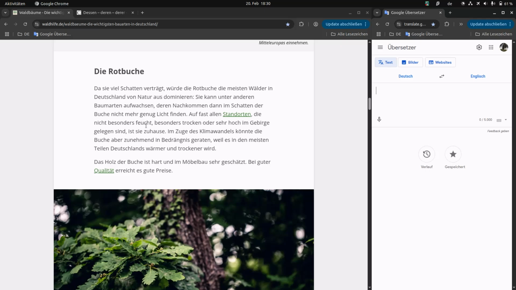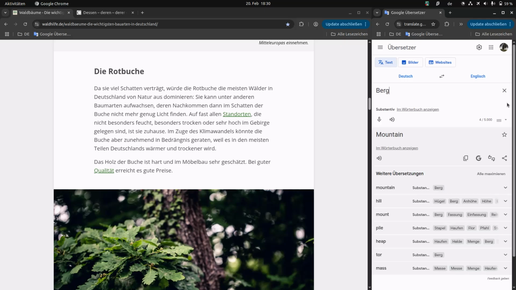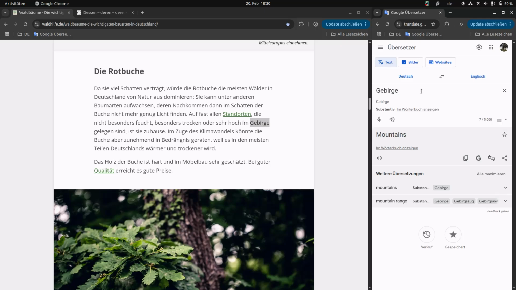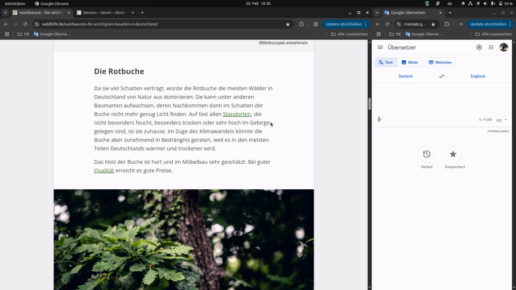Moist, feucht means moist. Besonders trocken, especially dry. Oder sehr hoch, or really high. Im Gebirge, in the Gebirge. This, I think, derives from the word Berg, which means mountain. Gebirge is kind of a connection or a chain of multiple mountains, you could say. So mountain ridge, I think it's translated into. Yeah, or mountains, mountain range, ridge. Did I say ridge? Range? Anyways, I think you get what I mean.